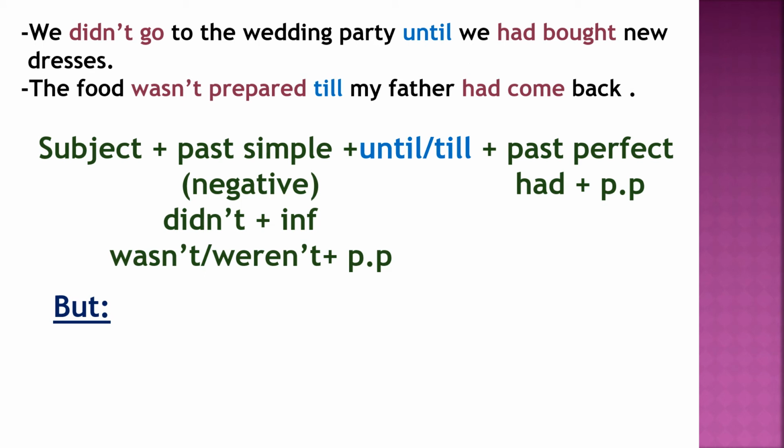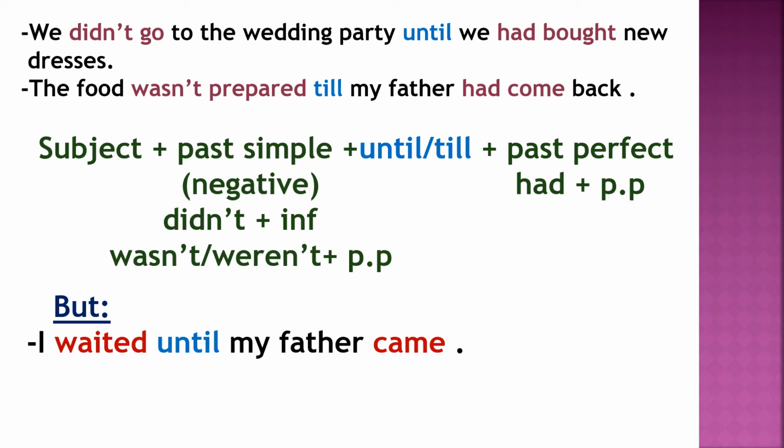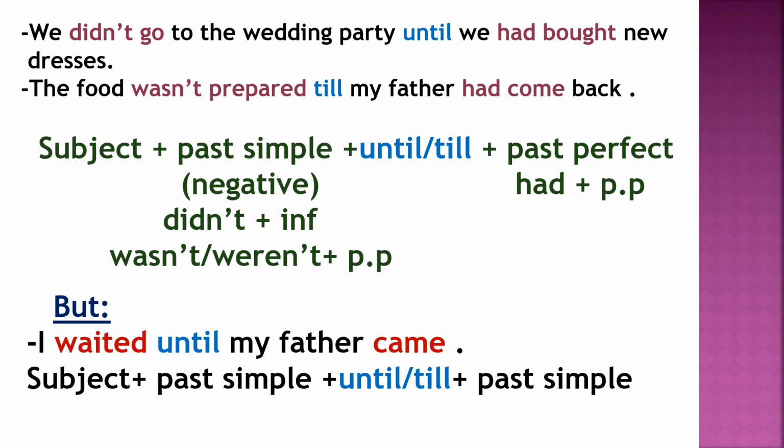But I can say I waited until my father came. Here until means حتى. We can use until or till with a past simple sentence or with the noun phrase. Okay? We can say I waited until my father came. We have two past simple actions. Okay?